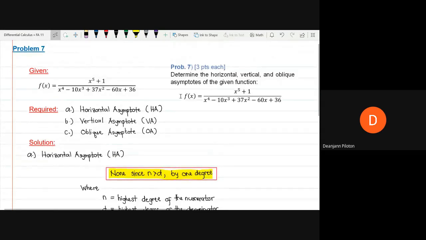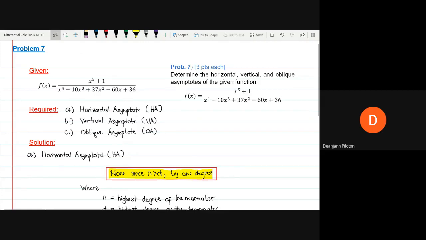So, kani, kita na class? Yes po. Okay, so, problem 7, determine the horizontal, vertical, and oblique asymptotes of the given function. So, gitagaan tag function na ano f of x equal to something gani siya. And then, required ta i-solve ang tulo ka asymptotes, horizontal, vertical, and oblique.